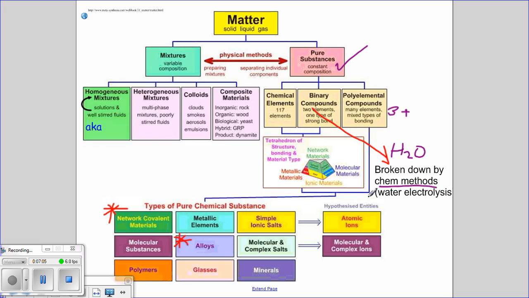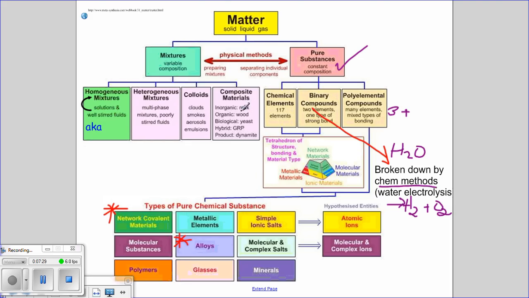You can't just say, okay, let me grab the hydrogen and grab the oxygen, because this compound is going to be chemically bound. That means you need to break it down via chemical methods. So water electrolysis is a good example. If I electrolyze this, and this is going to be broken down through a chemical process, it's going to make O2 and H2, and that's oxygen and hydrogen, which are both flammable.